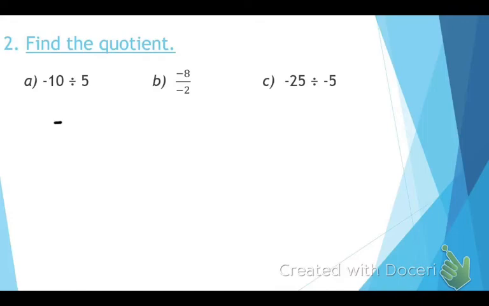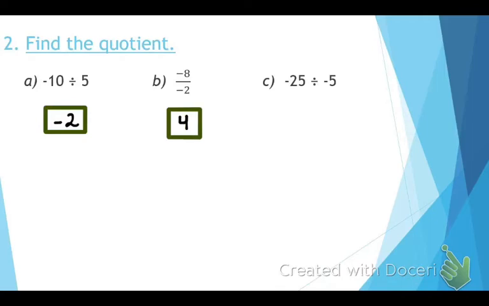-2. The answer has to be negative because there's only 1 negative sign. Okay, and then 10 divided by 5 is 2. So the answer is -2. Boys, -8 divided by -2. 4. That is going to be a positive because I had 2 negative signs.